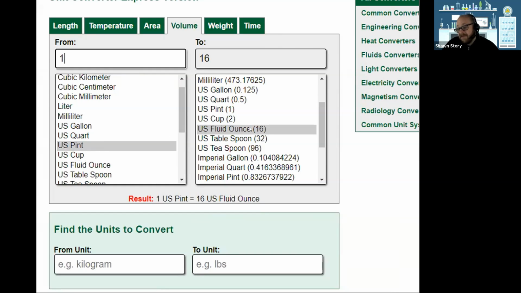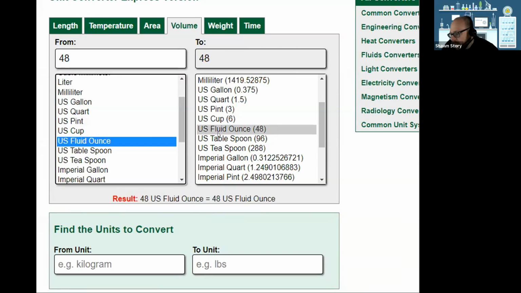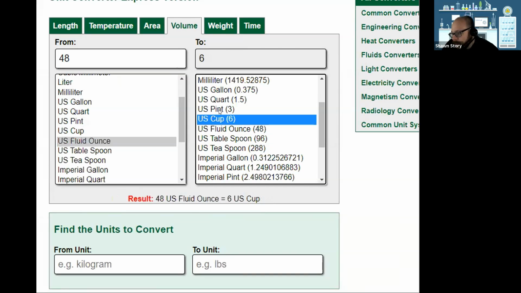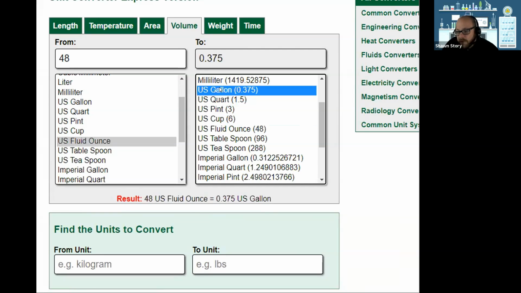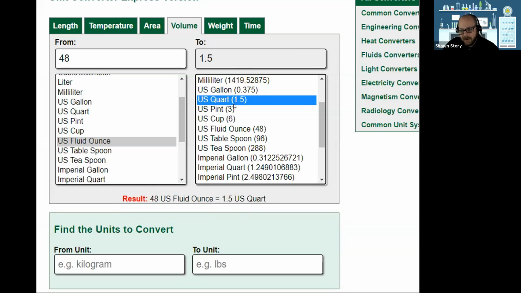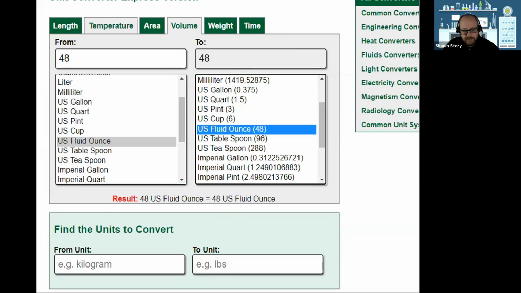And if I want to know how many gallons that is, they had 48 fluid ounces altogether. That would be 6 cups or 3 pints or 1.5 quarts or about a third of a gallon, 0.37, less than half, a little more than a third of a gallon of liquid. And we can make all of those conversions quick and simple online.